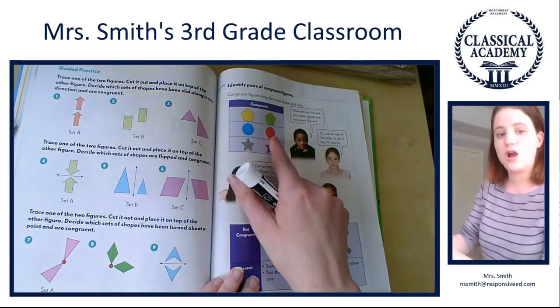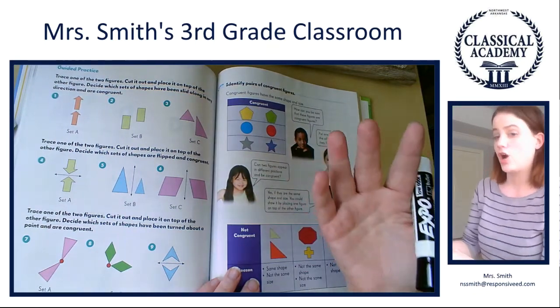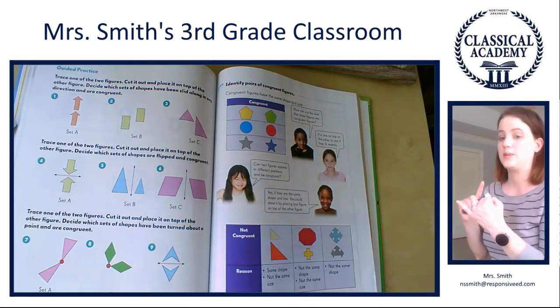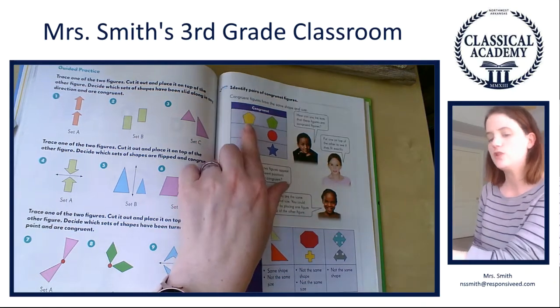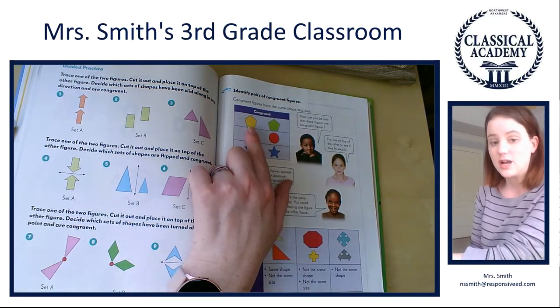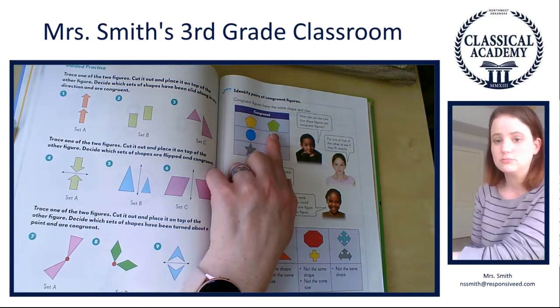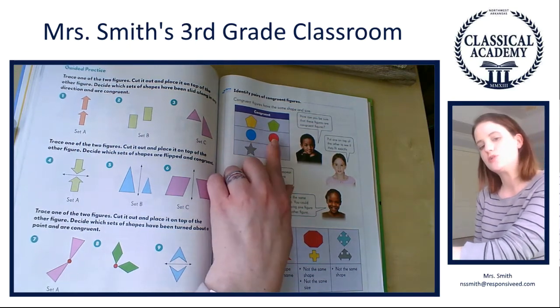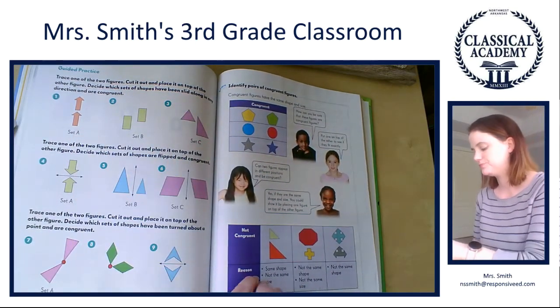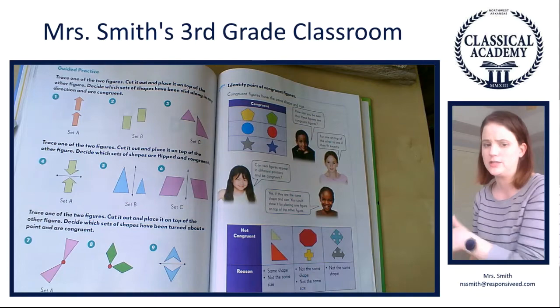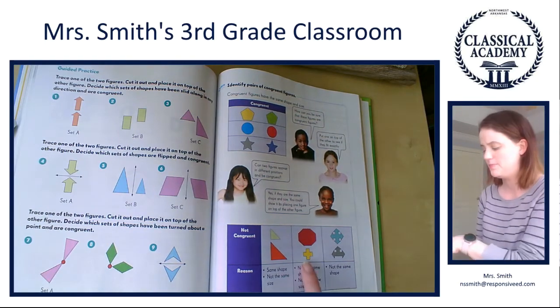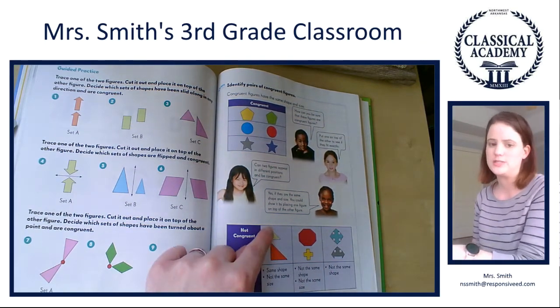These are still congruent. It doesn't have to do with the color of the shape, it just has to remain the same size and the same shape. So even though this pentagon is yellow and this pentagon is green, they're congruent. And this one's blue and this one's red, they're still congruent. None of these are congruent because they're not the same size or the same shape in these. And here, they're just not the same size.